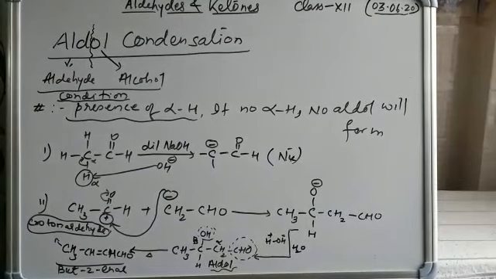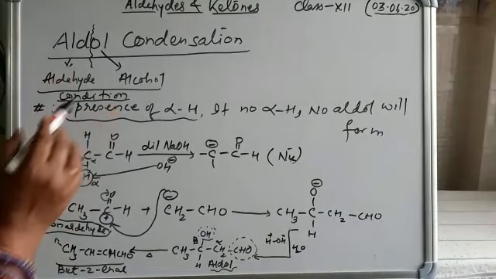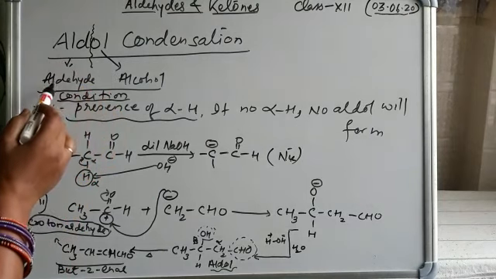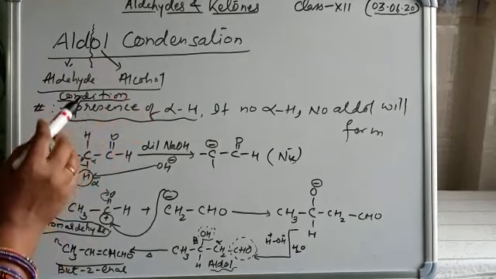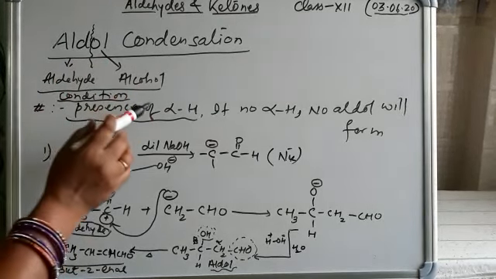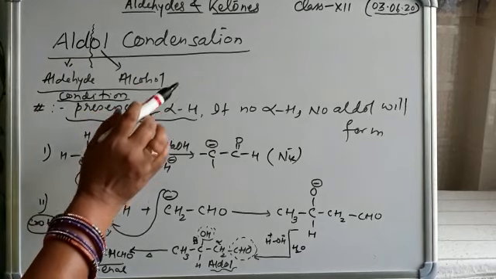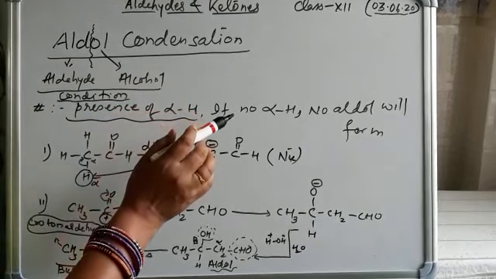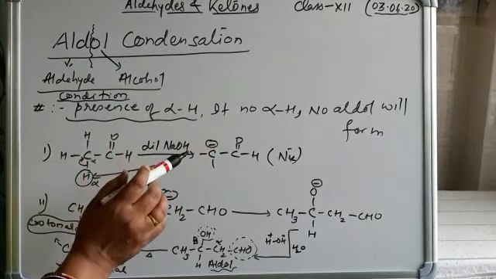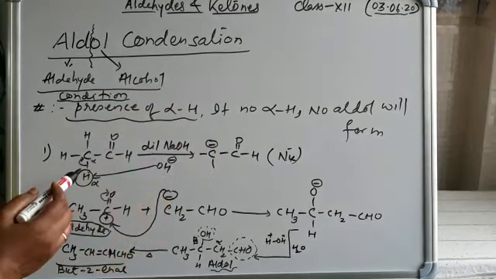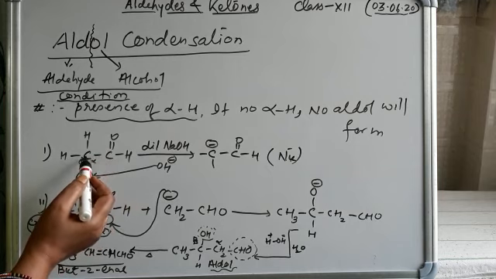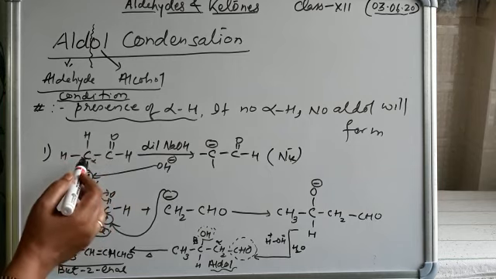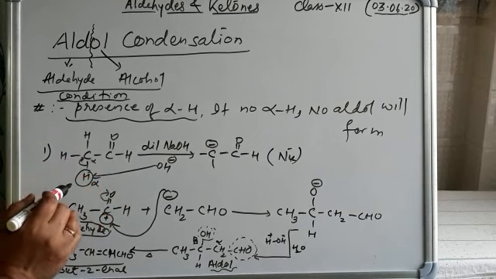So see here again, aldol condensation. Ald comes from aldehyde, ol comes from alcohol. Aldol condensation is given by those aldehydes or ketones in which alpha hydrogen is present. If a molecule has no alpha hydrogen, no aldol will be formed. The carbon directly attached to the functional group is known as alpha carbon, and hydrogen present on alpha carbon is known as alpha hydrogen.